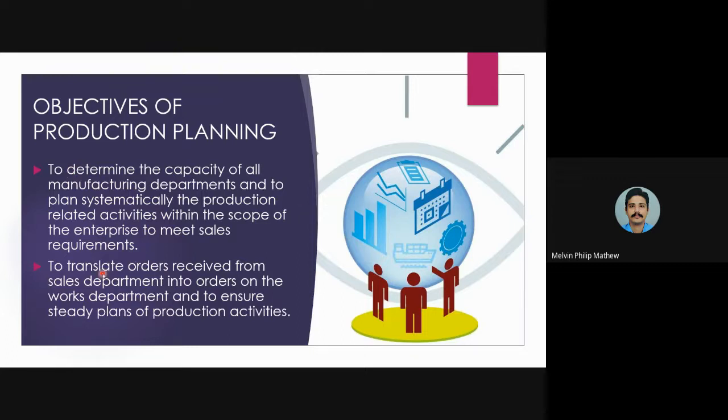Okay, then to translate orders received from the sales department into orders for the work department and to ensure steady plans of production activities. So from the sales department, we are receiving the order. We have to supply this much product, or we have to make this much product, and with that demand, we are creating various production activities, and a steady flow of these production activities ensures the steady production of the set product.